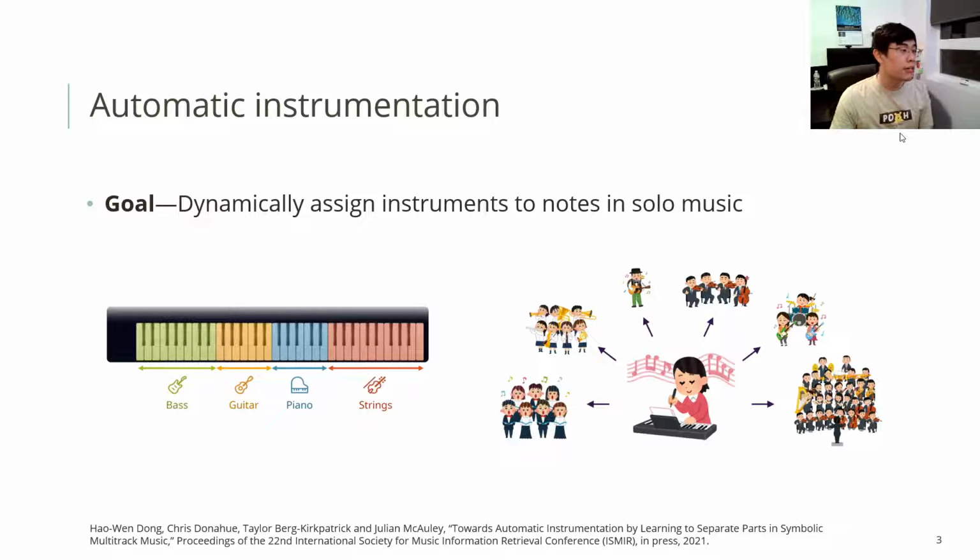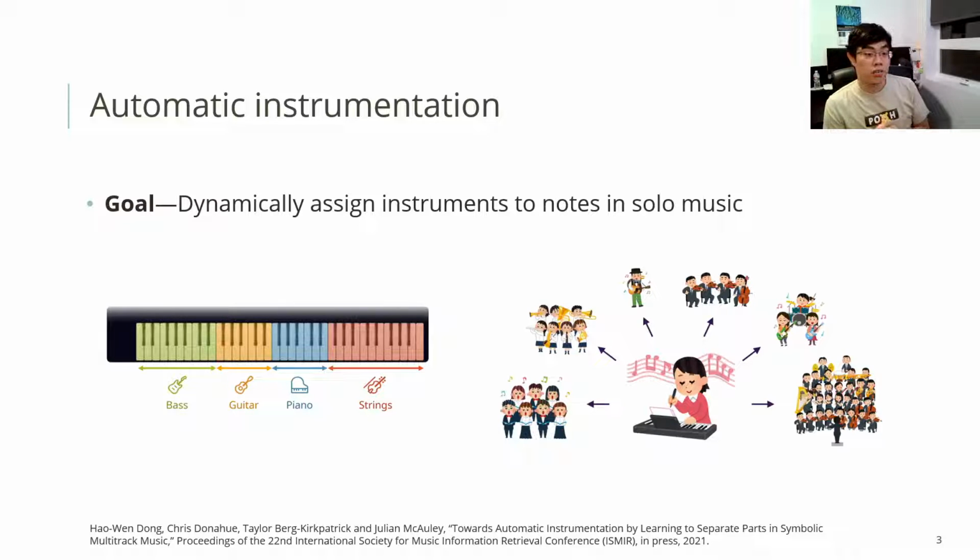In this work, we are interested in the task of automatic instrumentation. By definition, we define this task as dynamically assigning instruments to notes in solo music. There are two particular use cases. Firstly, most modern keyboards have a functionality called zoning. In zoning, a musician can assign different zones on the keyboard to different instruments, and when the musician plays on that keyboard, it will sound like you are playing multiple instruments based on the zones you play.